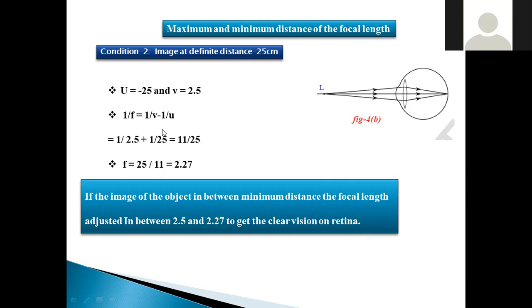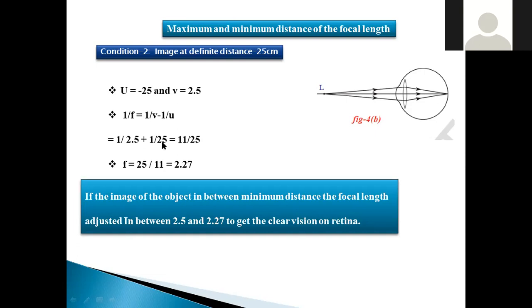In this case, let us apply the focal length formula. U is equal to, the object is at minus 25 centimeters, and V is the fixed distance, 2.5. Then 1 by F is equal to 1 by V minus 1 by U. So 1 by F is equal to 1 by 2.5, the V value. There is no change. But the U value: the object is kept at 25 centimeters. That's why minus into minus becomes plus. That is 1 by 2.5 plus 1 by 25. Let us take the LCM of these two. Now it will be 11 by 25.